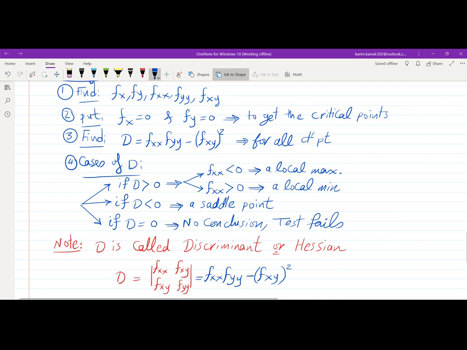And now let's go to problems, but please keep in mind that this technique does not include any constraint. No constraint will be given.